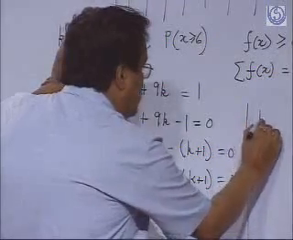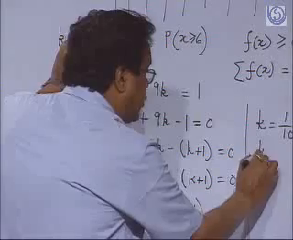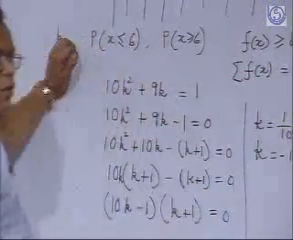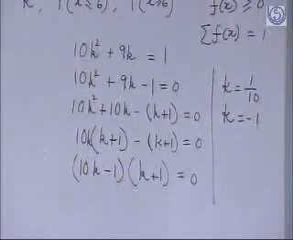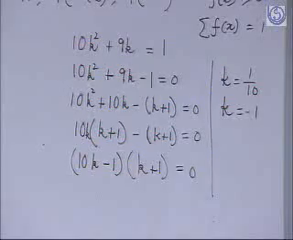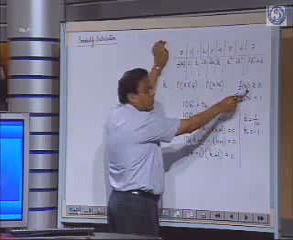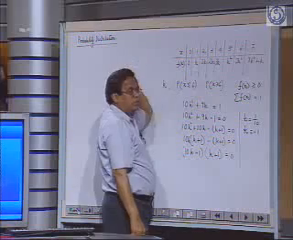If the first factor is 0, k is equal to 1 by 10. If the second factor is 0, k is equal to minus 1. Now are both the values valid? How do you validate the values of k? Second one is not valid, because if k is equal to minus 1, then this probability becomes negative, this becomes negative, this becomes negative. So this condition is not satisfied. So k cannot be equal to -1. So k is equal to 1 by 10.